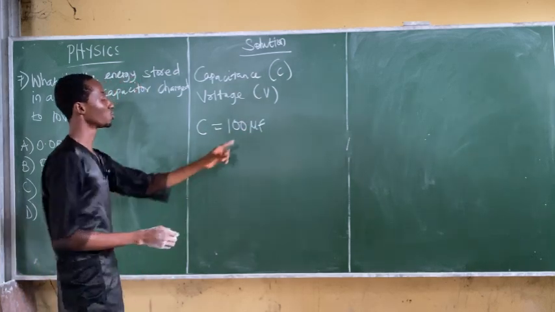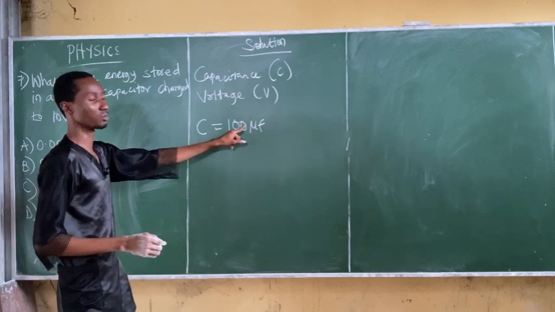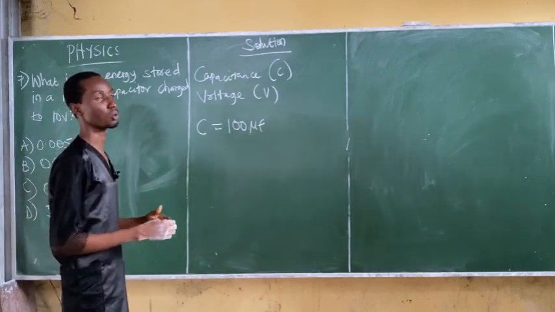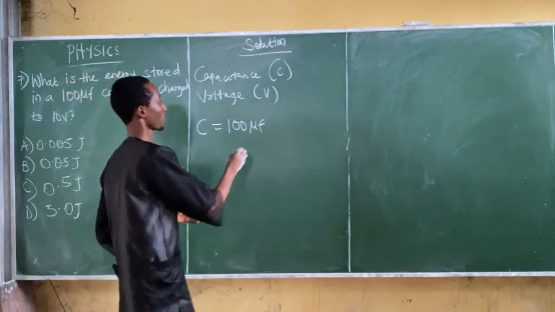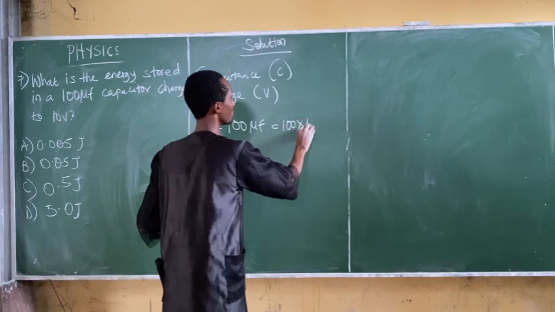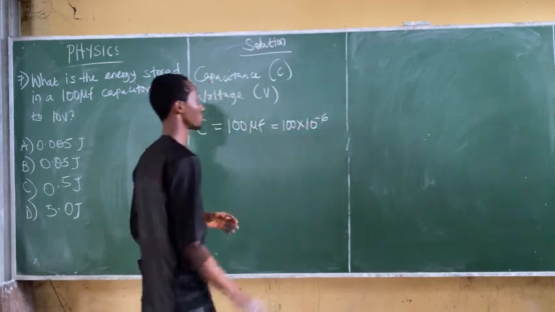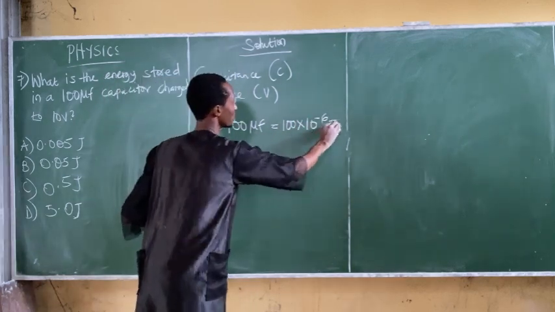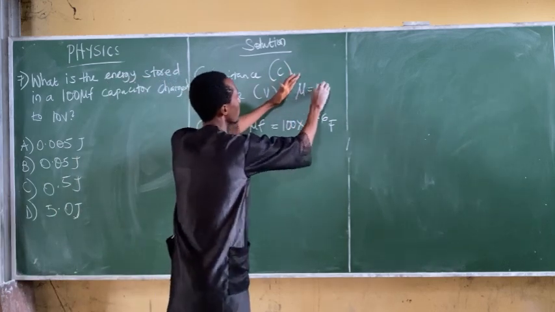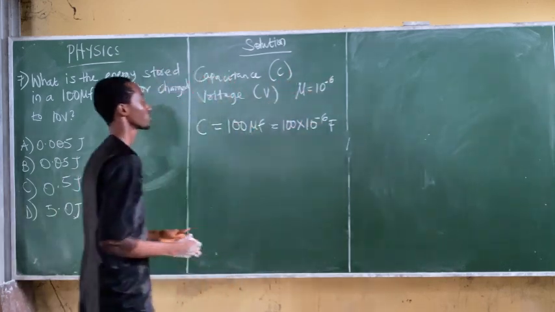I keep on telling people, whenever you see this microfarad, it means times 10 raised to the power minus 6. So this is the same thing as 100 times 10 raised to the power minus 6 farad. This micro here stands for 10 raised to the power minus 6.